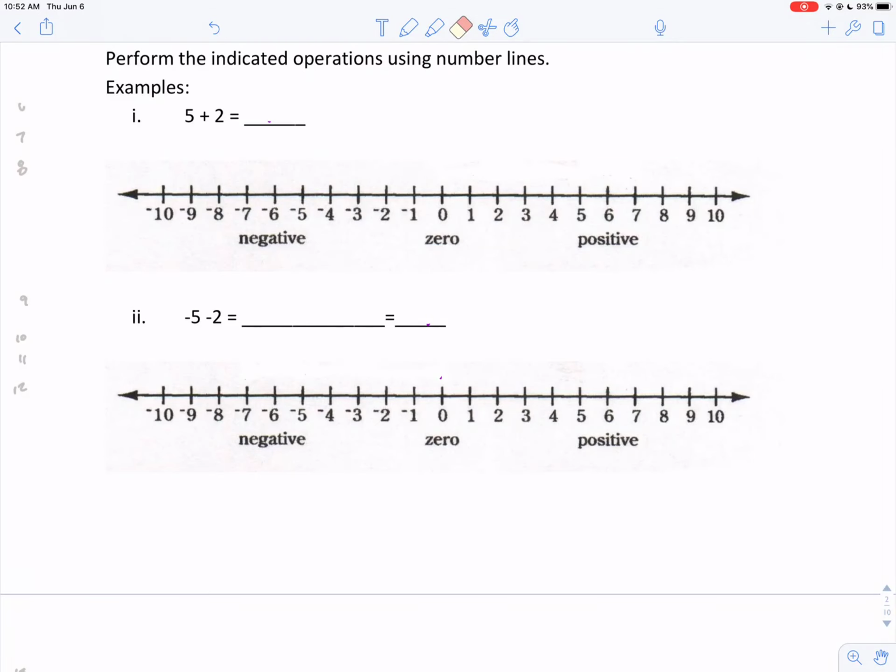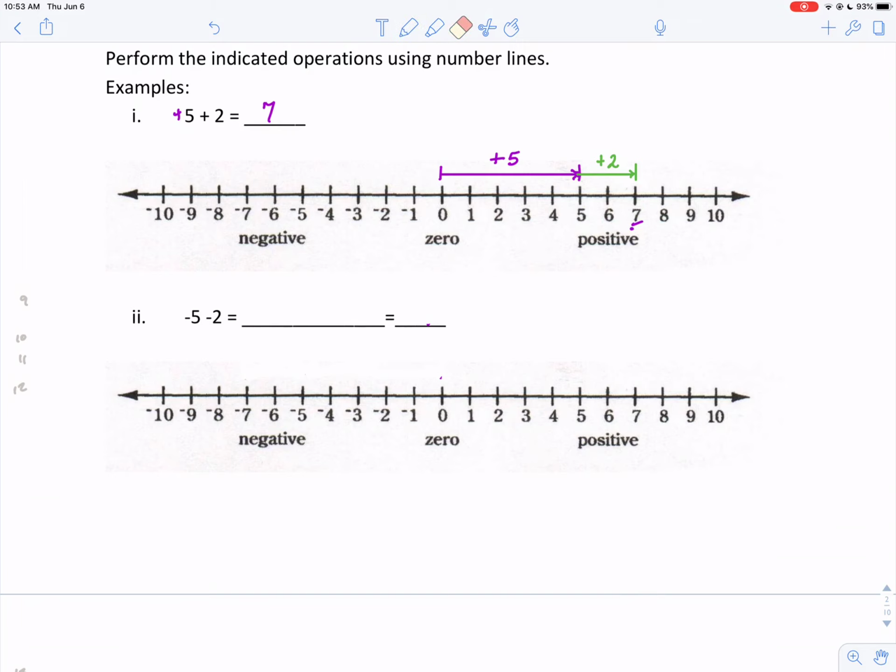In this video, we're going to develop the rules for adding and subtracting integers using common sense. So let's add 5 plus 2. Notice that is a positive 5, so again we're going to start at 0 and we're going to go 5 units to the right. Then we have a plus 2, so we're going to go 2 more units to the right. So notice where we wind up: at 7, a positive 7.